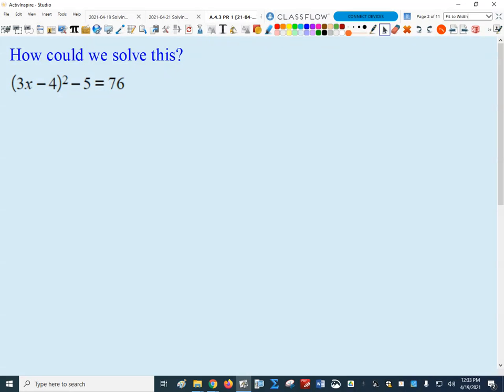I'd have to FOIL it out, collect like terms, and when all the dust had settled, I would end up getting an x squared term, right? I'd get an x term, and I'd get a number. And then from all that stuff, I would subtract 5 and it'd be equal to 76. We're not going to do all that stuff, but we could, right? We could multiply all this stuff out. And what if when we expanded everything out, we just collected all the like terms and subtracted 76 from both sides?